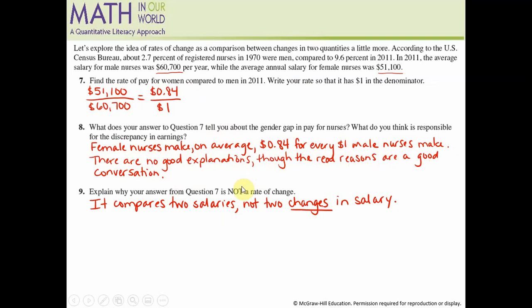So why is this not a rate of change? It compares two salaries, not two changes in salaries. For a rate, we want to do a change in the top divided by a change in the bottom, not just simply a division of the top and the bottom. There has to be a change in one unit and a change in a different unit. Though the two are related, they're not directly the same.